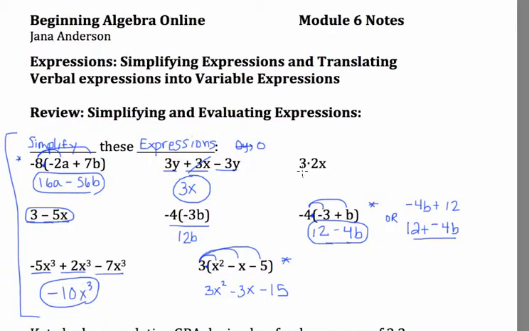Multiplication. When you multiply, you don't have to have like terms. I've got 3 and a 2x. They're not like terms, but it doesn't matter in multiplying. You just say, okay, the 3 and the 2 can be multiplied together to get 6, so this turns into 6x. Here, the negative 4 and the negative 3 get multiplied together to be positive 12. That's 12b.